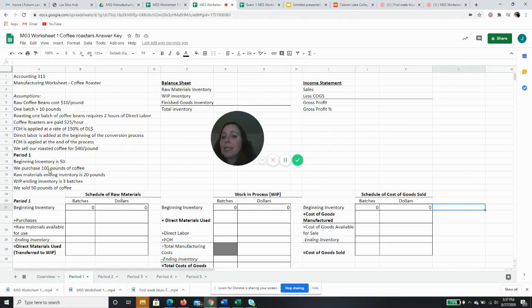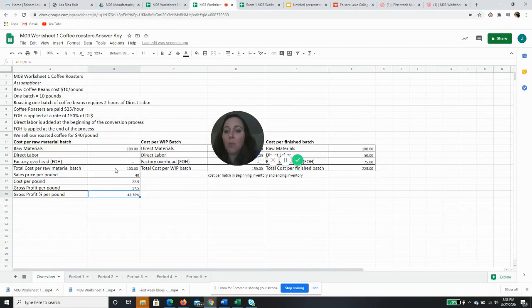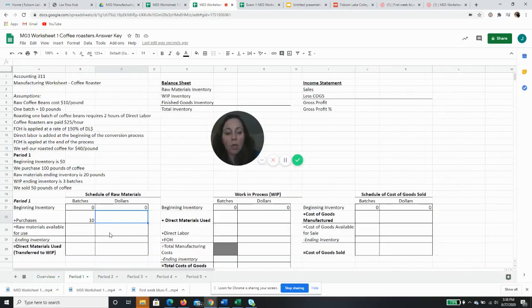All right. Then it says we purchase 100 pounds of coffee. We know from our assumptions that one batch is 10 pounds. So I'm going to take my 100 pounds of coffee we purchased and divide it by 10 pounds per batch. And that tells me I bought 10 batches. Now I know from my overview page that one batch of raw materials is $100. So I'm going to say 10 batches times $100. I now have $1,000 of coffee sitting in my raw materials. These are my raw materials available for use.